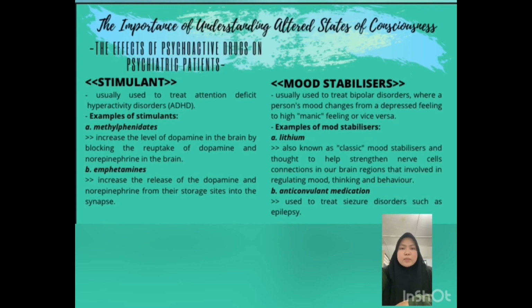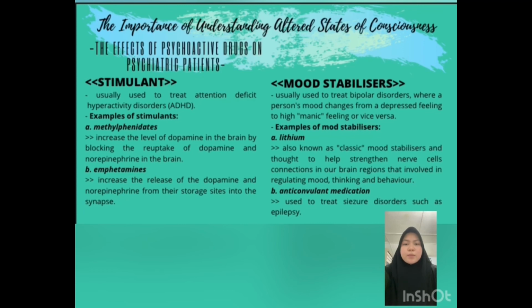There are some examples of mood stabilizers that are used to treat these bipolar disorders. First, we have lithium. Lithium, also known as the classic mood stabilizer, acts on a person's central nervous system, and it is thought to help strengthen nerve cell communication in our brain's regions that are involved in regulating mood, thinking, and also our behavior.